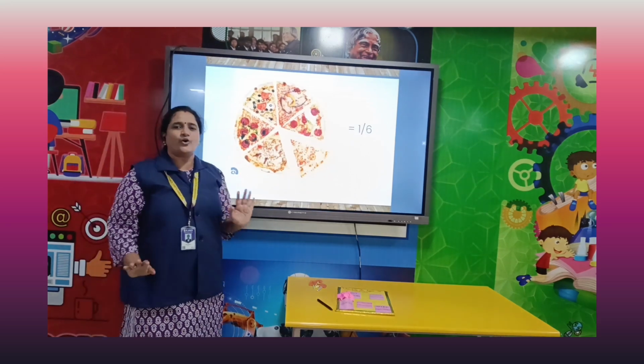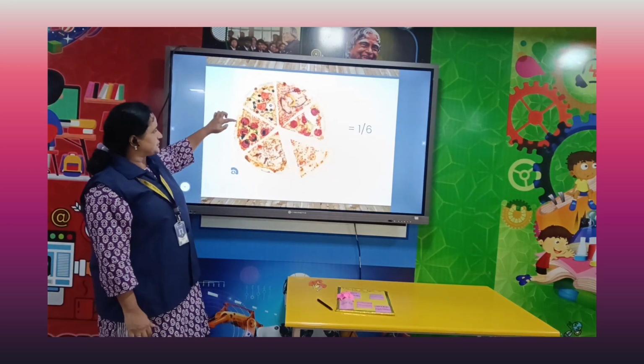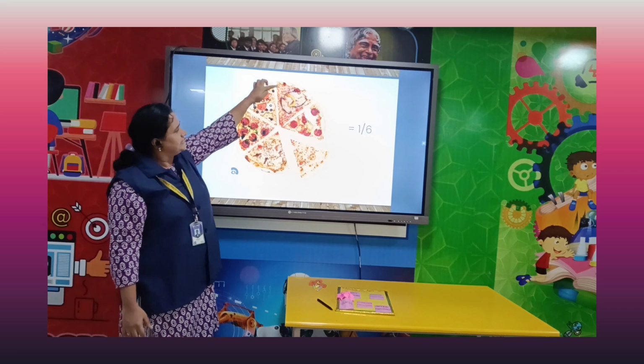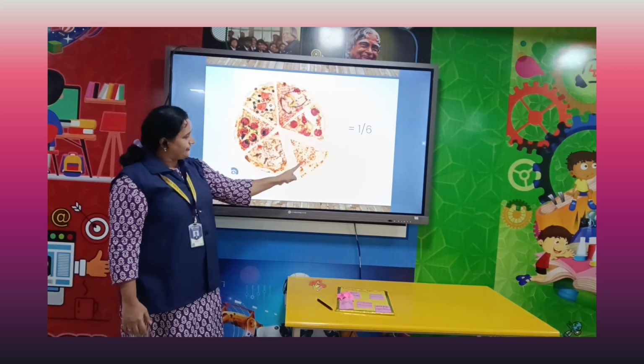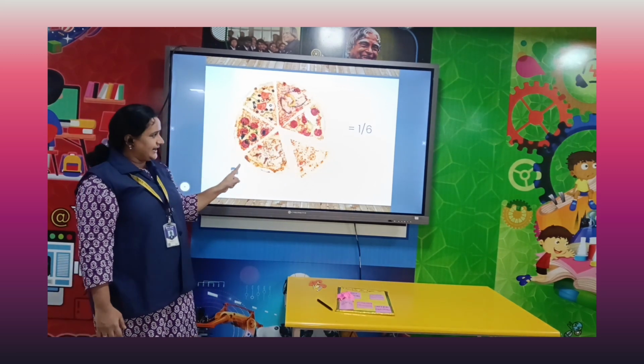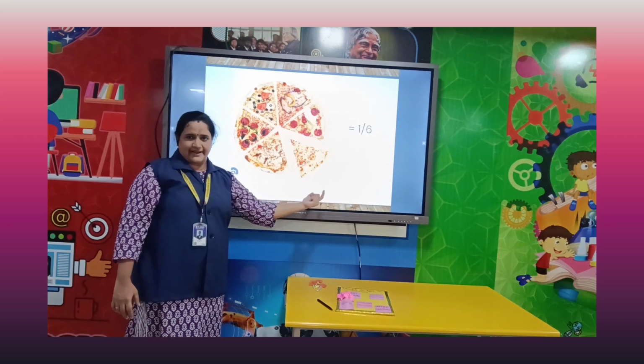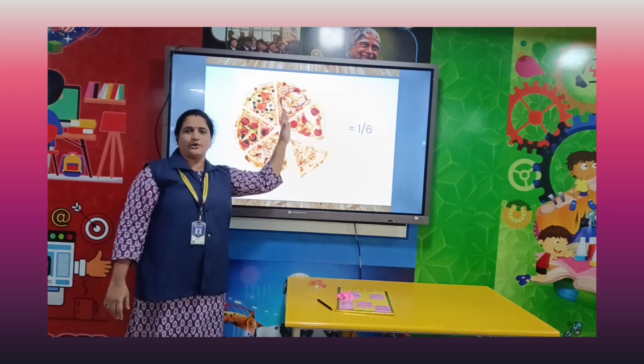Yes, in this pizza how many pieces are there? Let me count. 1, 2, 3, 4, 5 and 6. Here 1 we took out. Yes, right. One piece came out from the total pack.